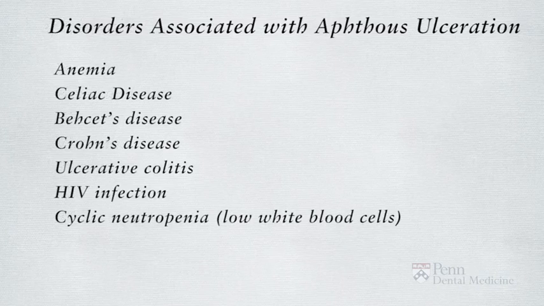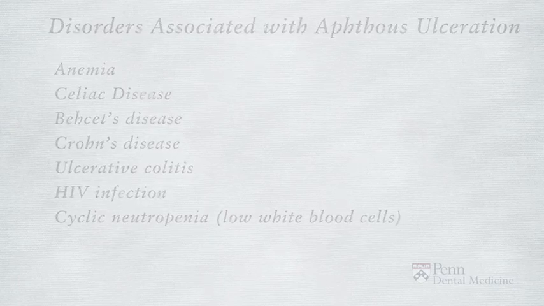Aphthous ulcers have been also associated with various disorders, including very common disorders like anemia or celiac disease. But they've also been associated with inflammatory disorders like Behçet's disease and bowel disorders like Crohn's disease or ulcerative colitis. Aphthous stomatitis or aphthous ulcers have also been associated with those patients with immunologic problems, such as those with HIV infection or those with low white blood cells.